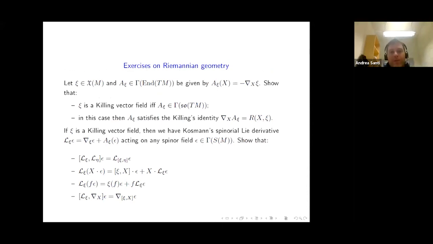Okay, I'll finish by leaving some exercises, which I actually used already last time. It involves the tensor A_X that you define out of a vector field. Last time we used A_X skew-symmetric if and only if X is a Killing vector field, that is, A_X is an endomorphism of so(TM). And today we use the Killing identity, which is automatically satisfied by Killing vector fields. If you have never proved these identities, it's a nice exercise. And the other ones are on the Kosmann spinorial Lie derivative, which last time I took for granted, but they also involve the tensor A_X. And if you want to play a bit, these are also simple and nice things to show.